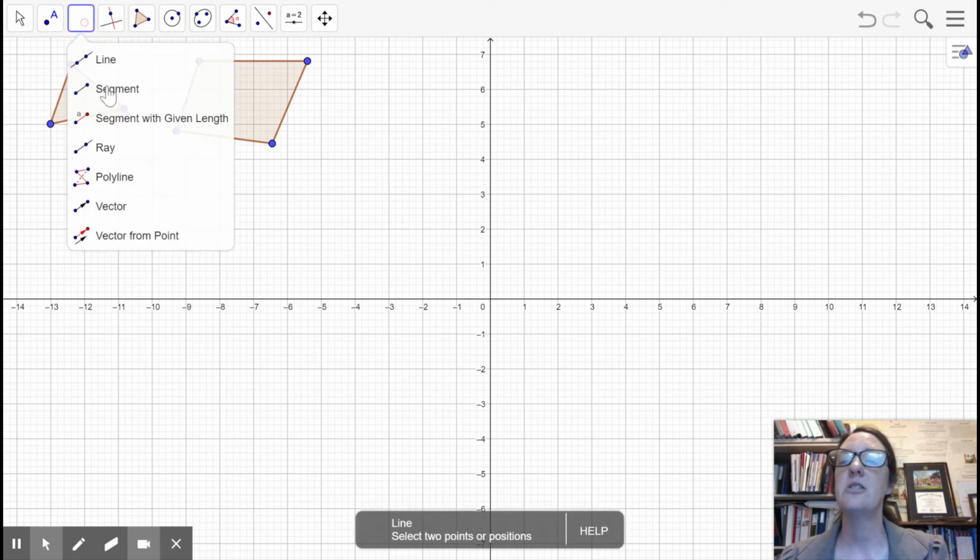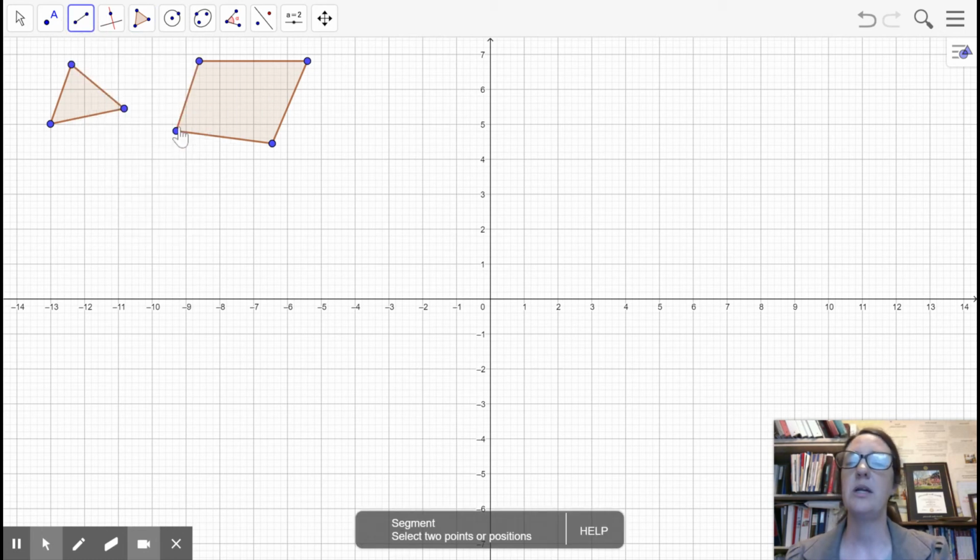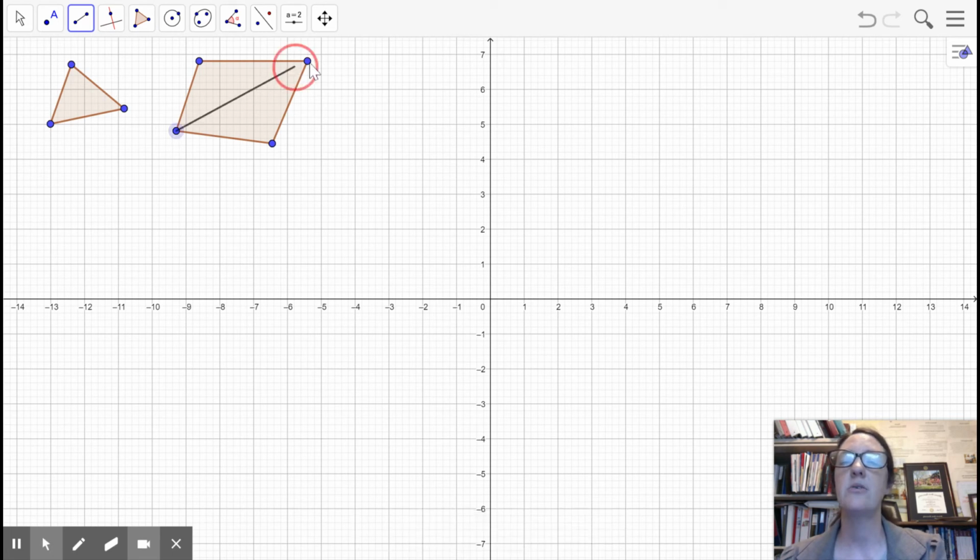Now we're going to click on our segment tool, and we're going to put in some diagonals. So there's a diagonal going across our figure, and here's a diagonal. So there are 2 diagonals in a quadrilateral. Now we could try to put a diagonal in a triangle, but then we just get a side of the figure, and sides of the figures are not considered to be diagonals.